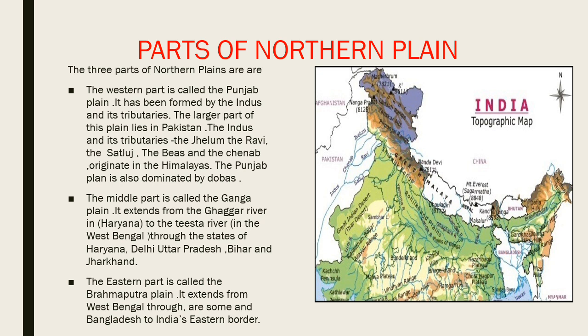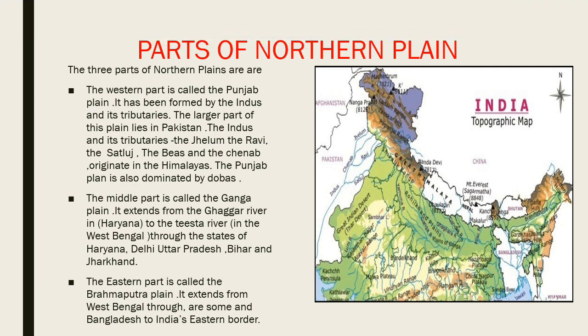The middle part is called the Ganga plain. It extends from the Ghaggar river in Haryana to the Teesta river in West Bengal through the states of Haryana, Delhi, Uttar Pradesh, Bihar and Jharkhand. The eastern part is called the Brahmaputra plain. It extends from West Bengal through Assam and Bangladesh to India's eastern borders.